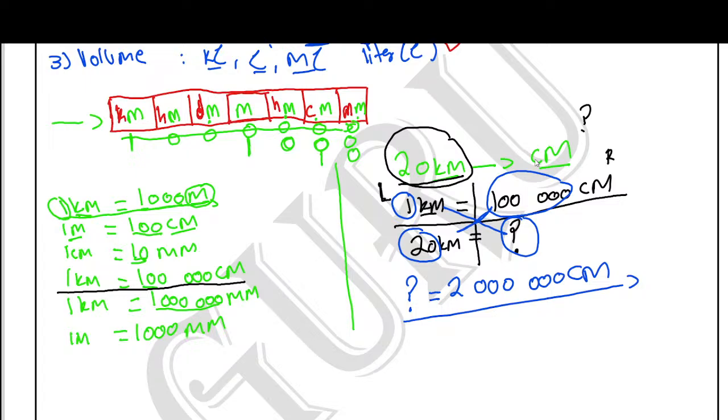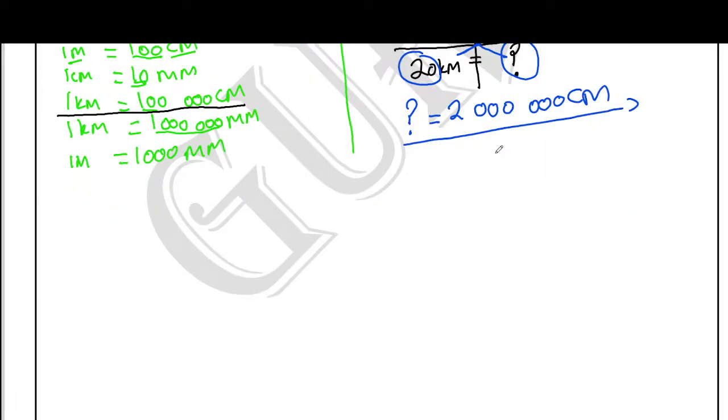Okay, now let me show you how to go back. Because now we have just converted our kilometers into centimeters. Now let's talk about converting centimeters to kilometers. Meaning that we are saying we have 2 million centimeters into kilometers. Now I'm just showing you two things: how to convert from the big unit to the smaller unit, and also to convert from a small unit to the bigger unit.